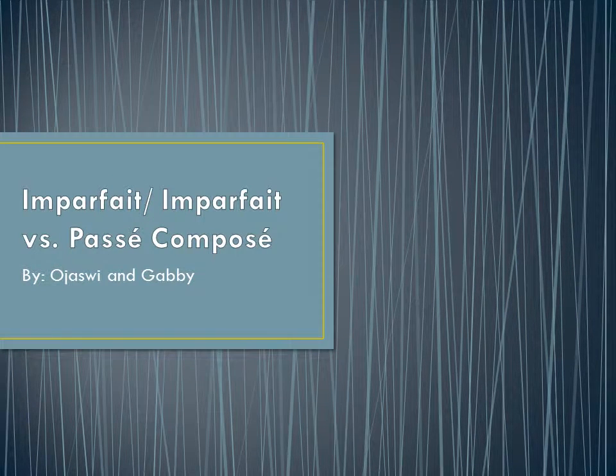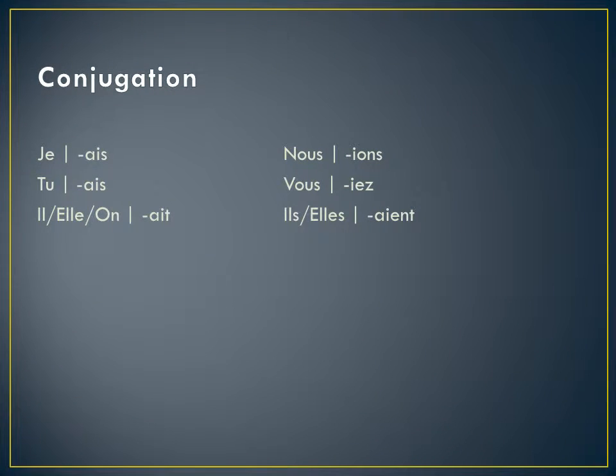This video is about conjugating the imparfait and the difference between imparfait and passé composé. The imparfait and passé composé are both tenses that talk about the past. To make the imparfait, you take the present form of nous and take off the ending. Then you add the imparfait ending.